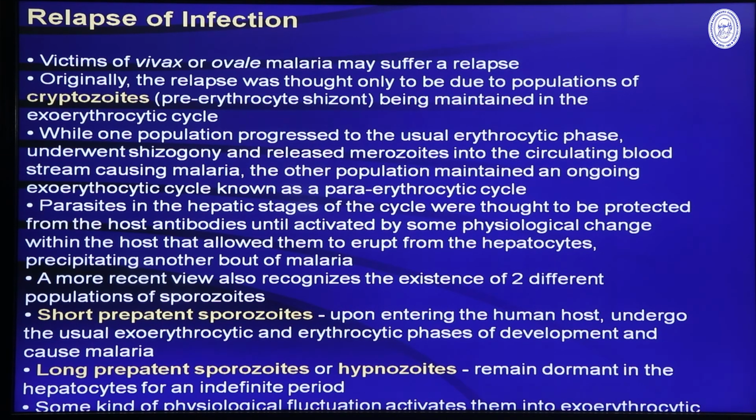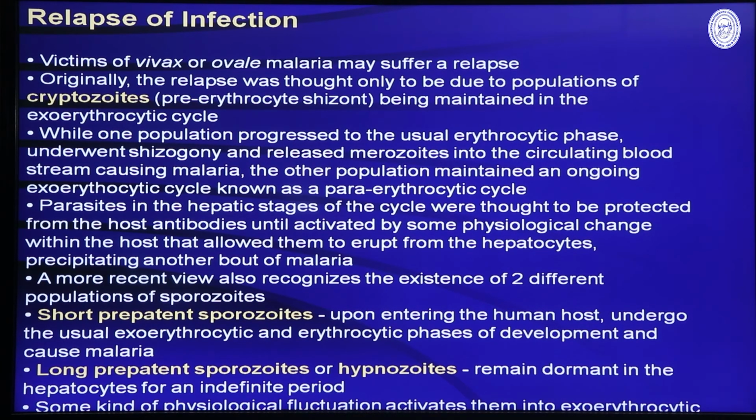Now the parasites in the hepatic stages, that means those already lodged in the liver, were thought to be protected from the host antibodies until activated by some physiological changes within the host that allowed them to erupt from the hepatocytes, precipitating another bout of malaria. In a more recent view, it has been seen that there are two different populations of sporozoites: the short pre-patent sporozoites and the long pre-patent sporozoites, or the hypnozoites.